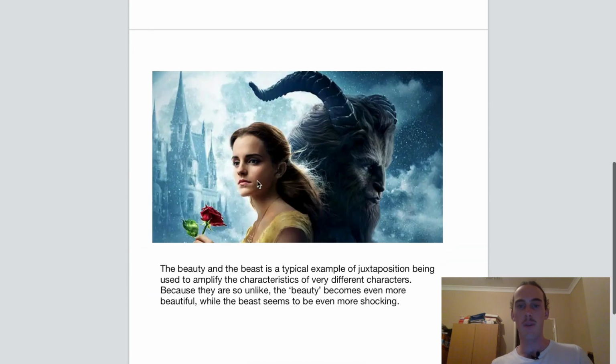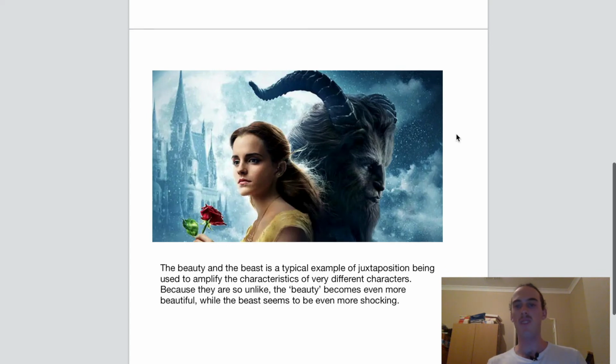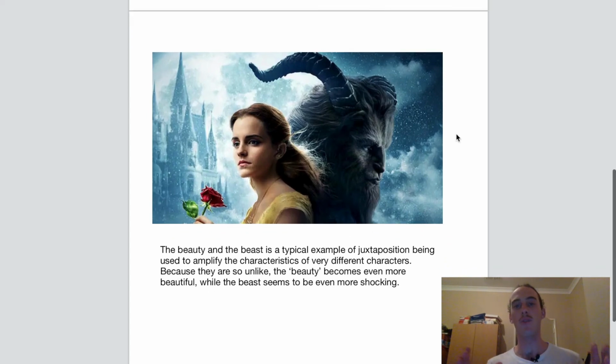Here's another example. So we've got Beauty and the Beast here. This sort of shows how juxtaposition is used everywhere. So a very common one in movies and things like that, just in a general way. So this is my explanation. The Beauty and the Beast is a typical example of juxtaposition being used to amplify the characteristics of very different characters. Because they are so unlike, the beauty becomes even more beautiful while the beast seems to be even more shocking.